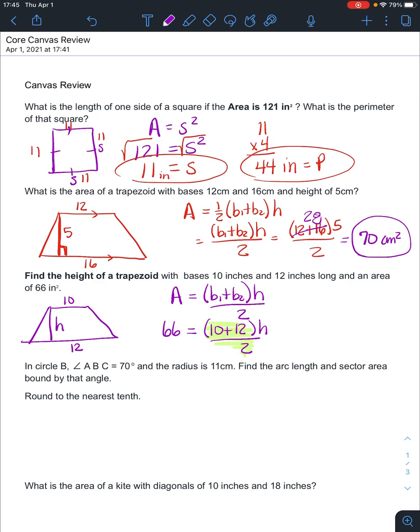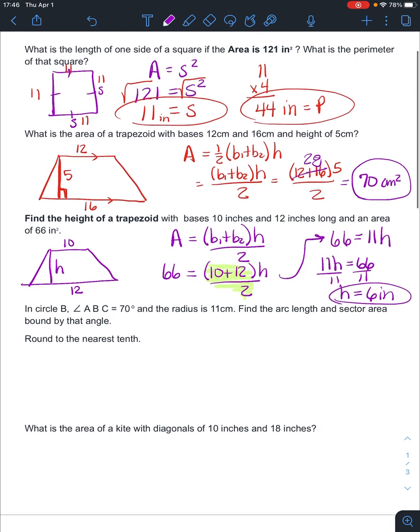Well, I'm going to go ahead and do all the math that I can on each side. 10 plus 12 is 22, and 22 divided by 2 is 11. So that means that 66 is equal to 11h. Now, I know that that's weird to some people. If you don't like that, rewrite it: 11h is equal to 66, because for some reason, when it's 66 is equal to 11h, people don't know what to do. But when you switch it around, all of a sudden they do. So we divide both sides by 11, and we get that h is equal to 6 inches.